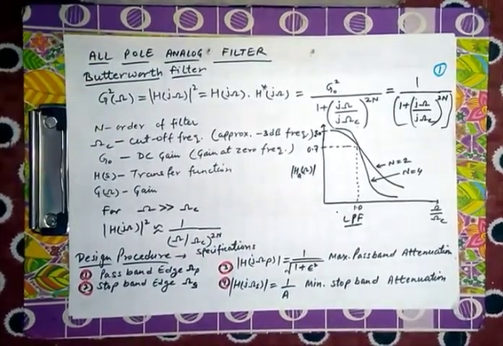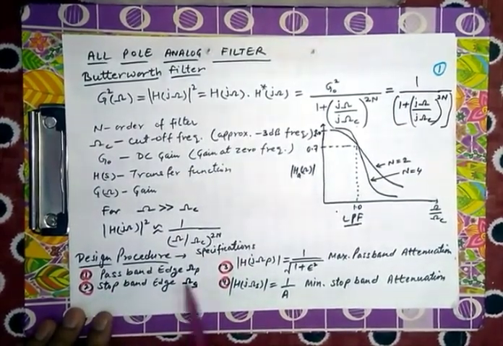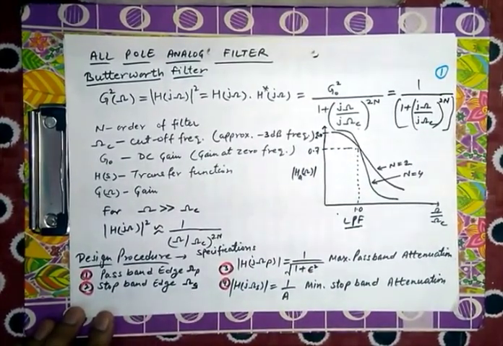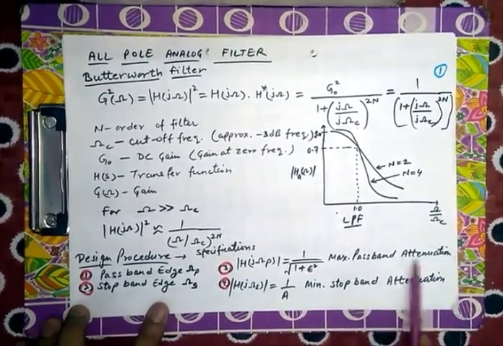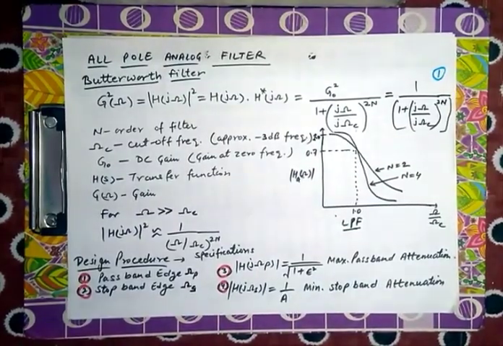Now, how is a Butterworth filter designed? We must have some design specifications for the design procedure. We must have the passband edge: where the passband will start, and the stop band edge: where the stop band will start. And what is the maximum passband attenuation, and what is the minimum stop band attenuation? These four specifications must be given.